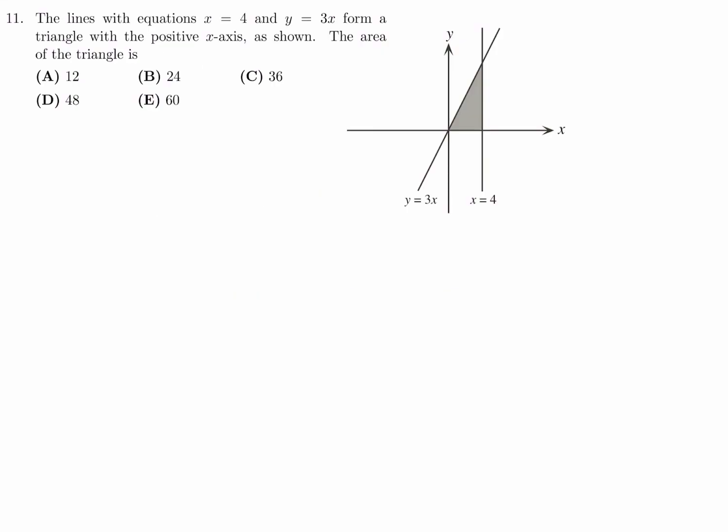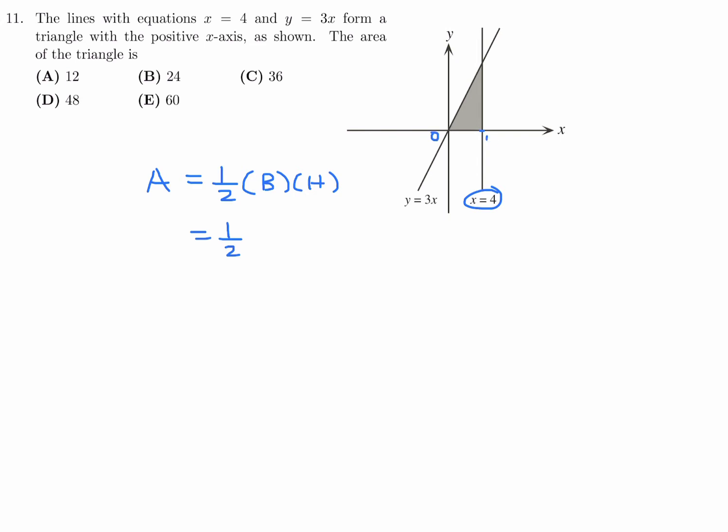The lines with equations x equals 4 and y equals 3x form a triangle with positive x-axis as shown. The area of the triangle is. Well, the area of any triangle is 1/2 base times height. And let's see what we can find for the base and the height in this triangle that's shaded. Well, the base is from there to there, and that's pretty straightforward. That's just 4, since that is x equals 4 right there.